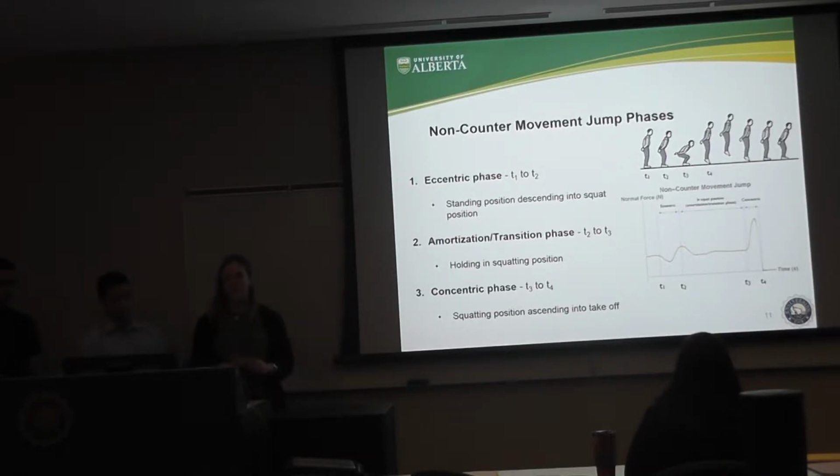This jump now has 3 phases because of that squat position where it's held for 2 seconds. It has the eccentric phase, the transition phase, and the concentric phase. Again, the eccentric phase is the standing position descending into the squat position. The transition phase is simply when they're holding in that squat position for 2 seconds. And then the concentric phase is the squatting position ascending into their takeoff of their jump.